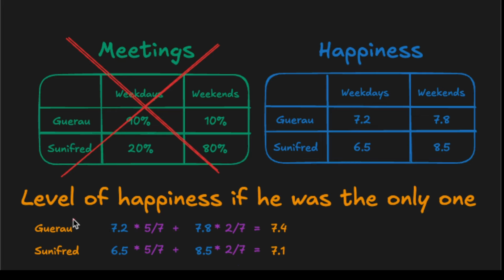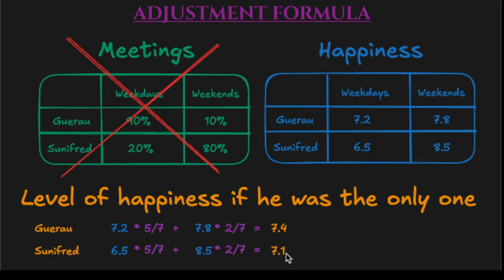So if she stays only with Gerau during all the week, she will get a 7.4, while if she stays with Sunifred, she will get a 7.1. This alternative calculation is called adjustment formula and plays a very relevant role in causal inference to estimate the impact of a decision.